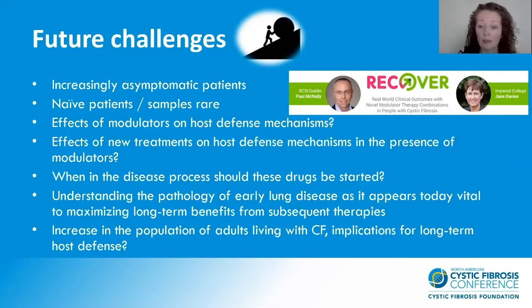We really need a better understanding of the pathology of early lung disease so that we can develop new effective preventable treatments. And then at the other end of the spectrum, we're seeing an increase in the population of adults living with CF. So what are the implications for long-term airway host defense? And what is that going to look like in these patients?